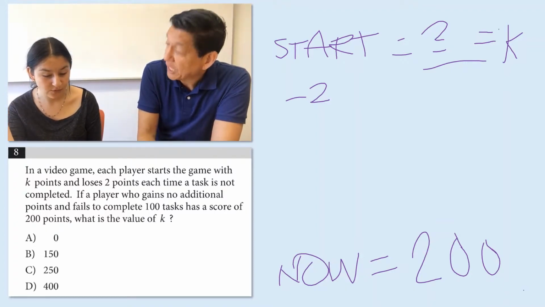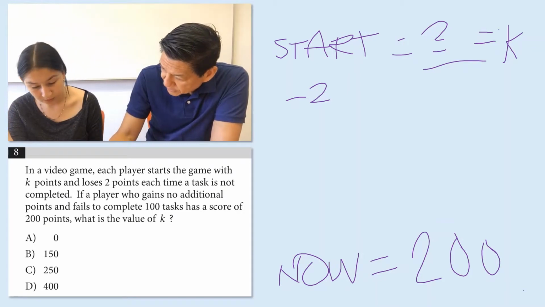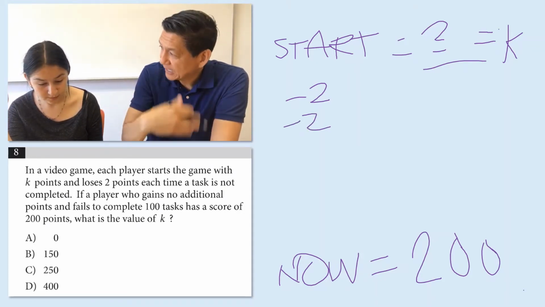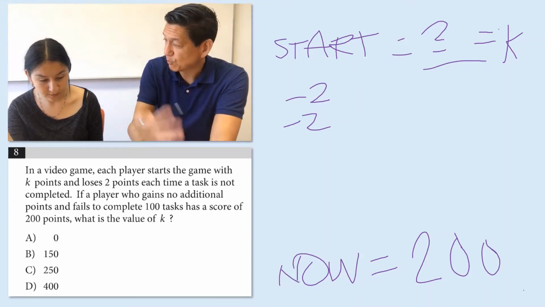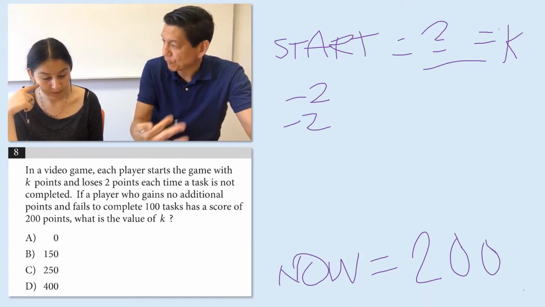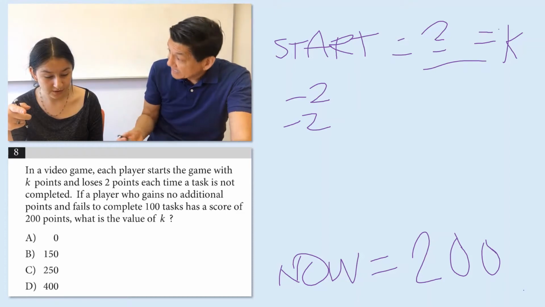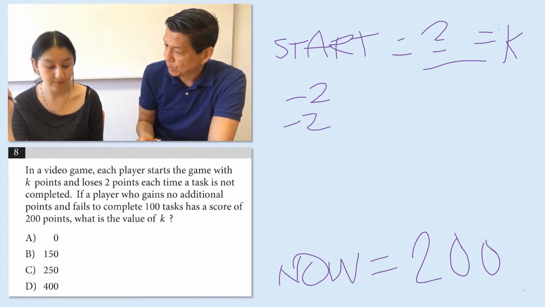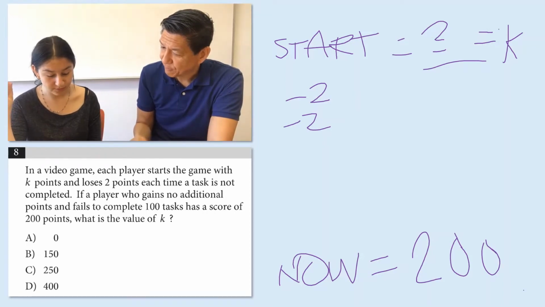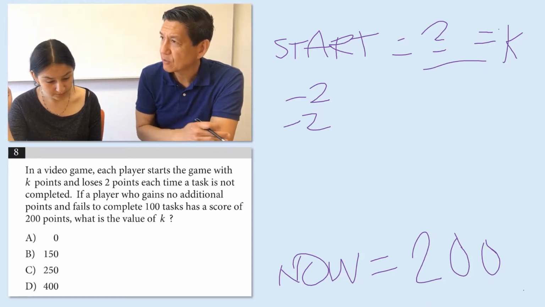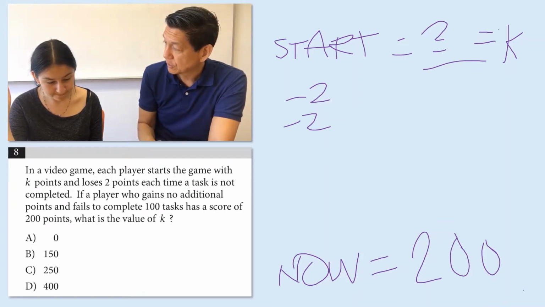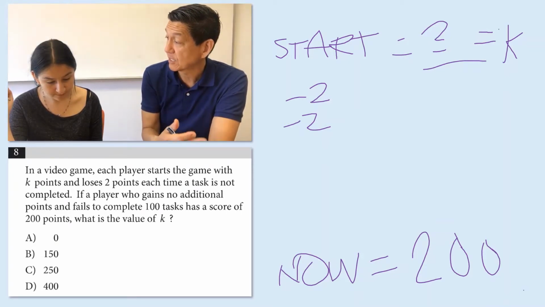Another negative 2. Yeah, another 2 gets subtracted, right? Right. So there's going to be negative 2, or 2 points subtracted, over and over and over again. For 100, right? Exactly, for 100 mistakes. Okay, so how many points total did the player lose if the player made 100 mistakes?